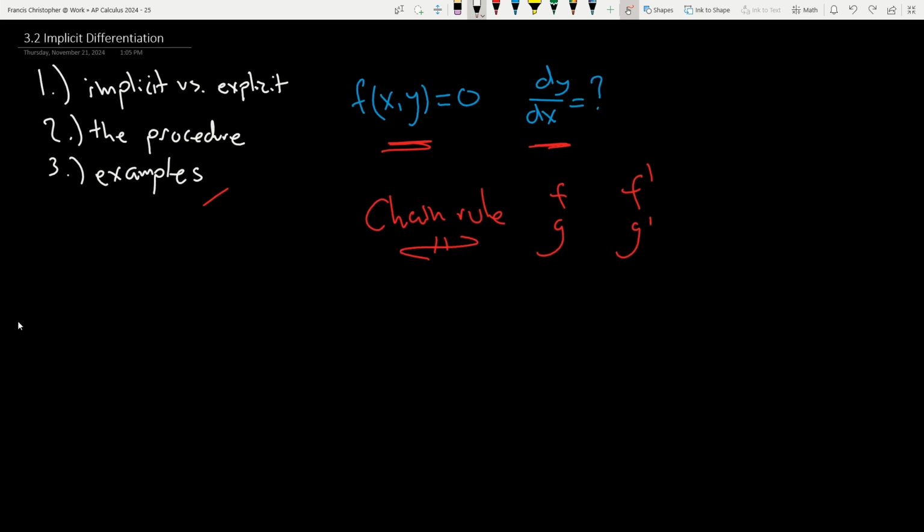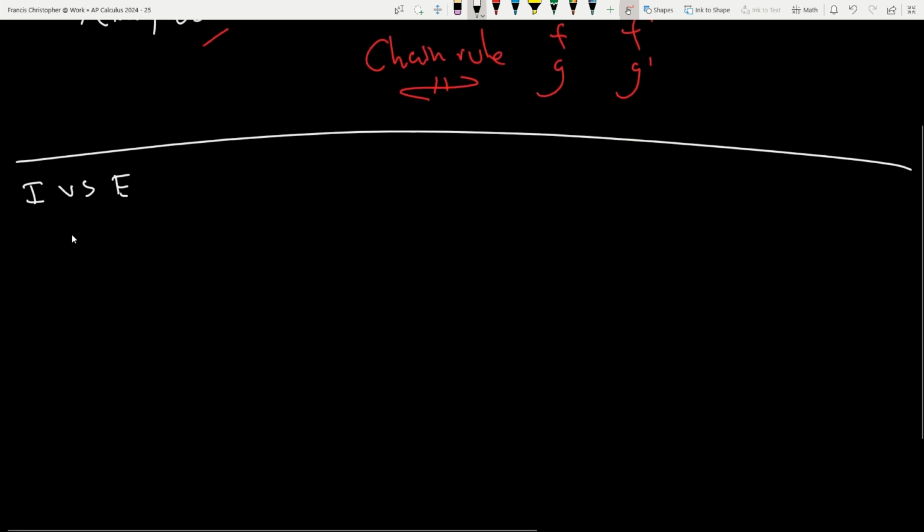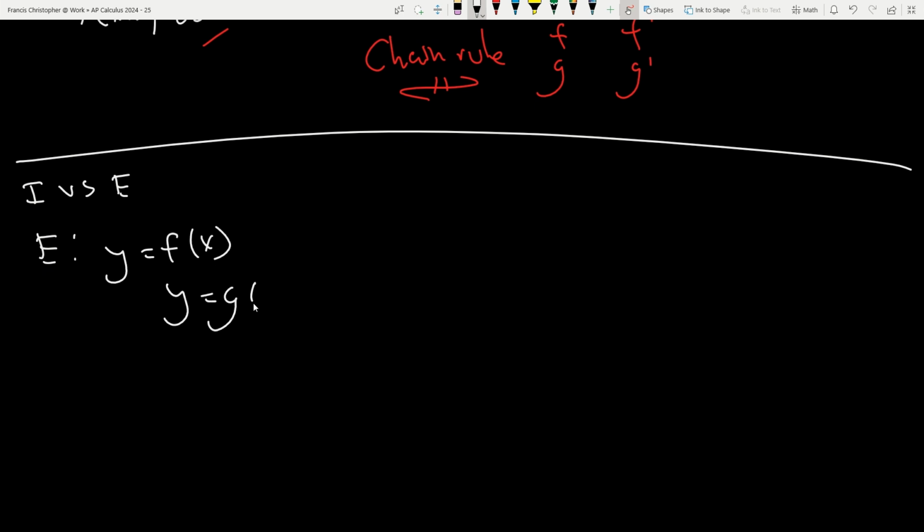The first thing that I'm going to do is define what it means to be implicit or explicit. Up to now we've always been dealing with explicit functions. They take on the form y equals f of x, like y equals g of x. Here, it's clear what our independent and dependent variables are, but implicit functions will always take on the form f of x, y equals 0.